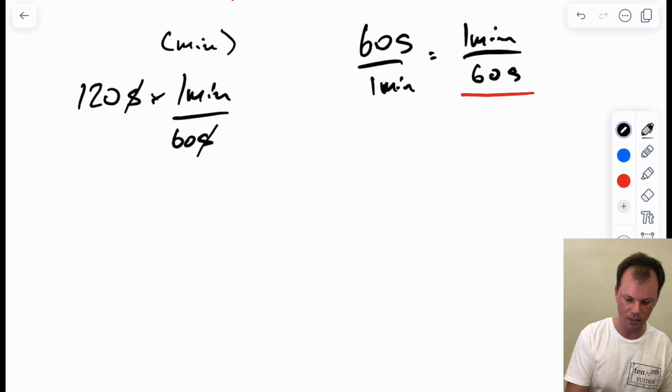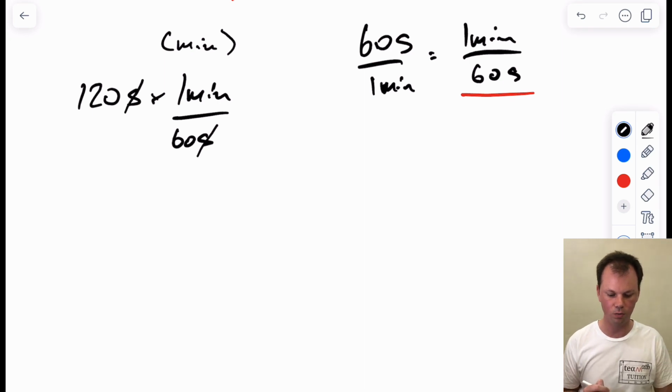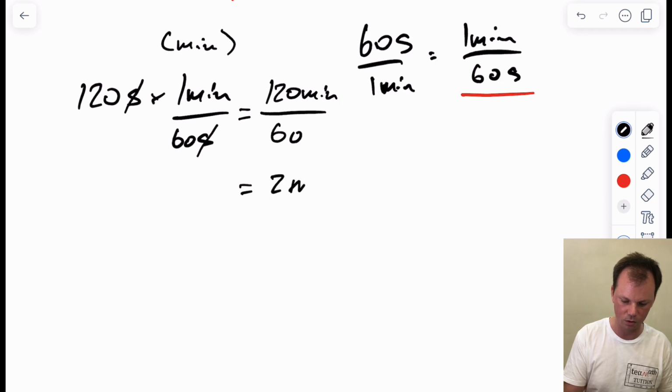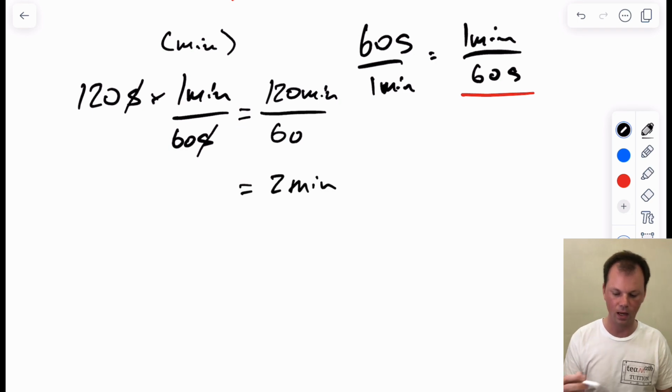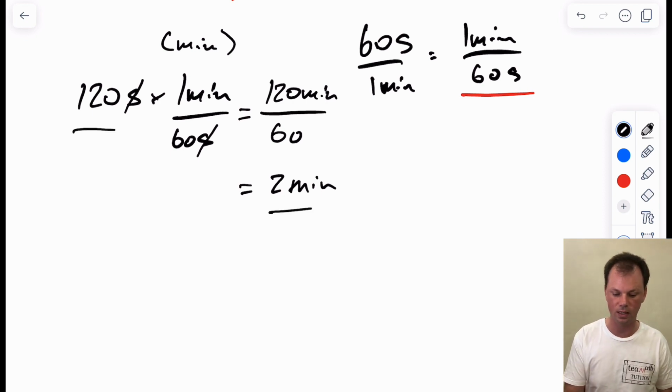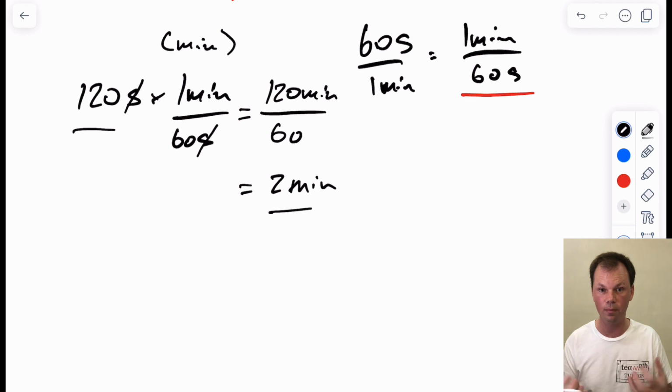I can cancel these units, and if we look at what's left, we've got 120 times 1 minute, which is 120 minutes, divided by 60, and that is just 2 minutes. And you can see that we've done the conversion of this to this. Both the same quantity of time, but expressed in a different way.